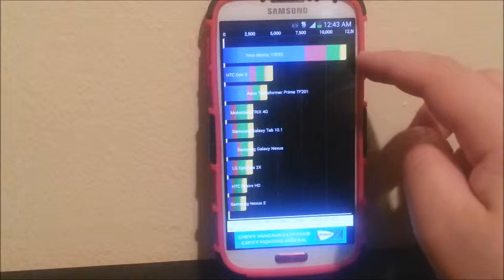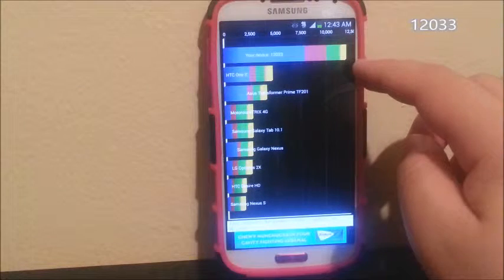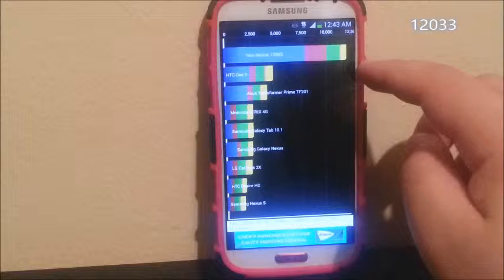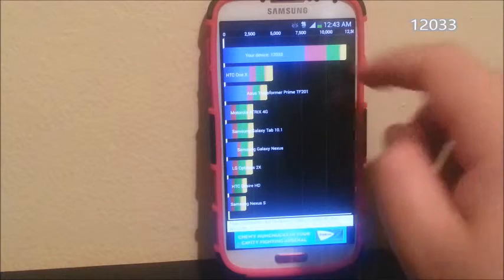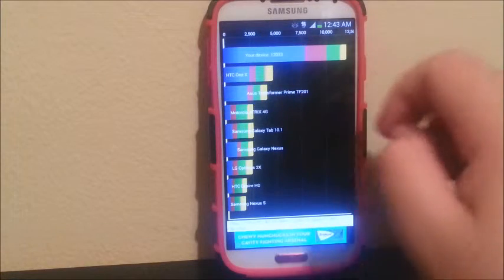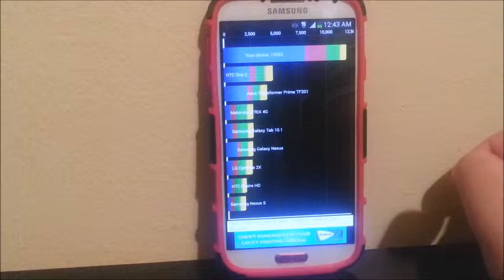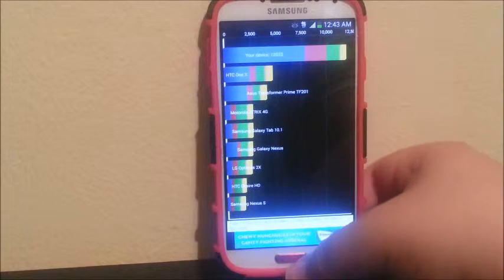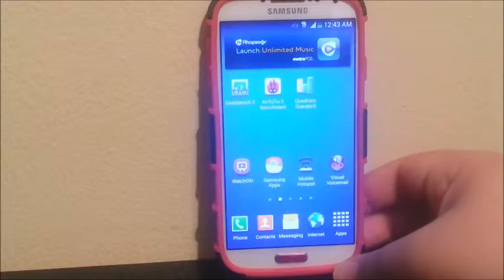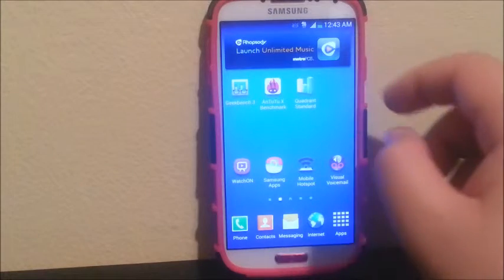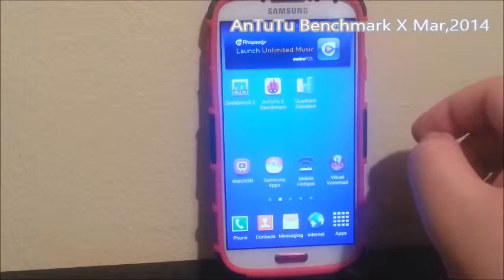And the result is 1233, as you can see. Now the next benchmark that we're gonna try is called AnTuTu X benchmark.